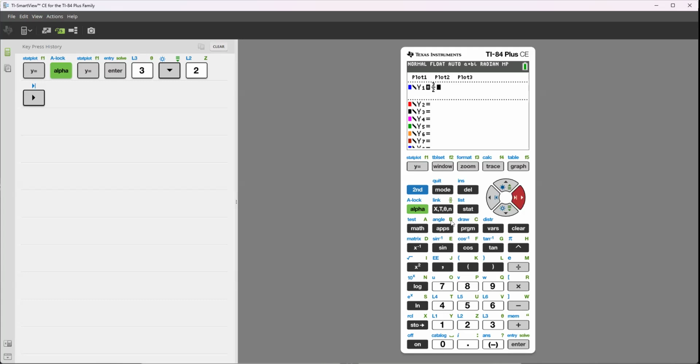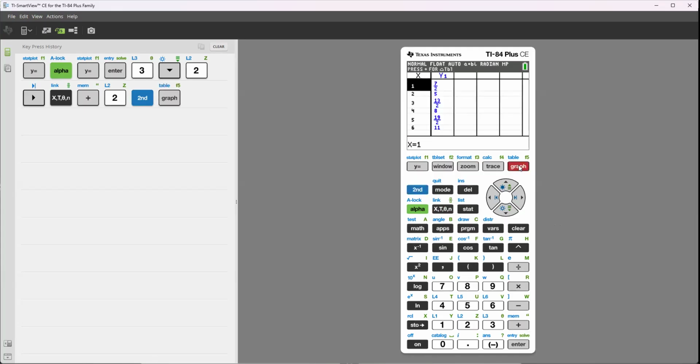Now when I get the X, I use the X that's right to the right of the green alpha button. It's got an X, a T, theta with a line, and an n. Well, since we're in y equals, we can hit that button and it'll put an X up there for us. And then we put plus 2. So 2 things you can do. You can hit the second blue button, and on the top right, hit that graph button. If you hit the blue button before the graph button, it'll give you a table of all the values.